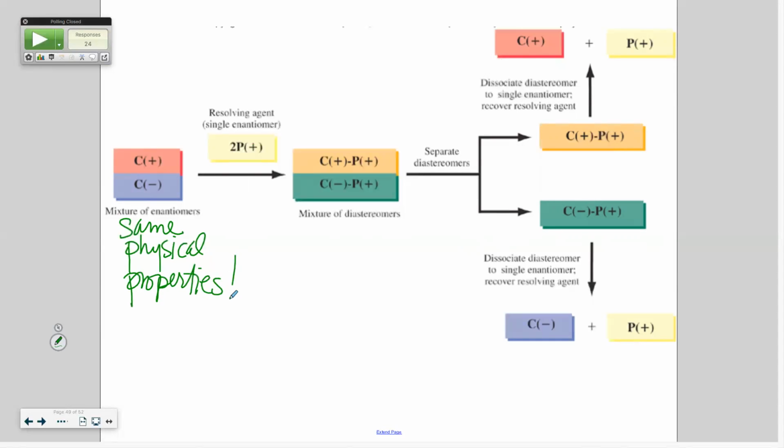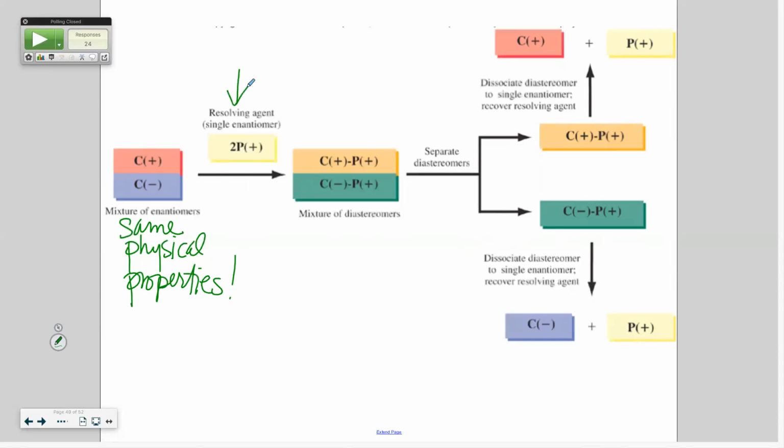So let's say you have a mixture of enantiomers. One is dextrorotatory, one is levorotatory. Doesn't matter what they are, but you want to separate them. So one thing you can do is add a single enantiomer that will react with them. That's what this is. It's referred to as a resolving agent.